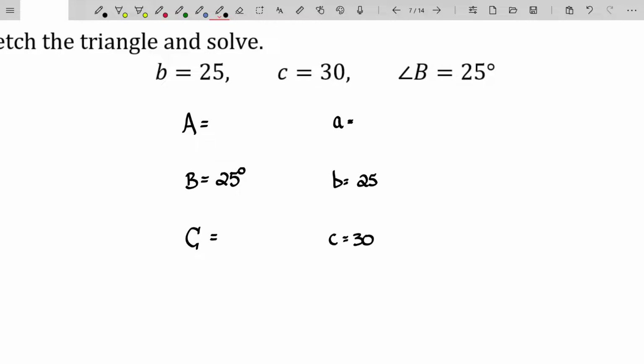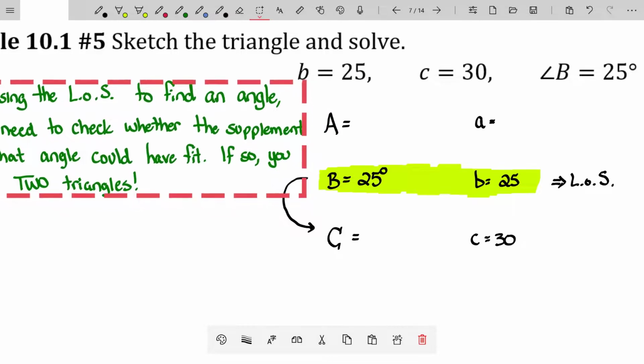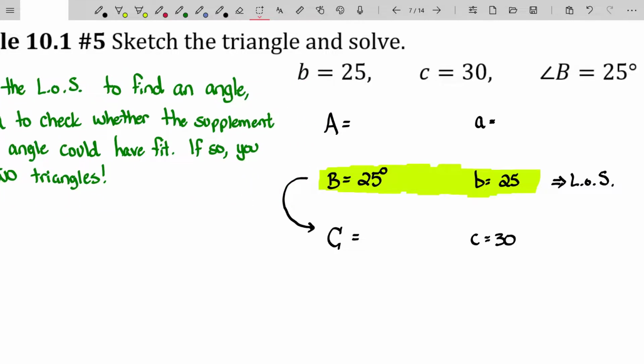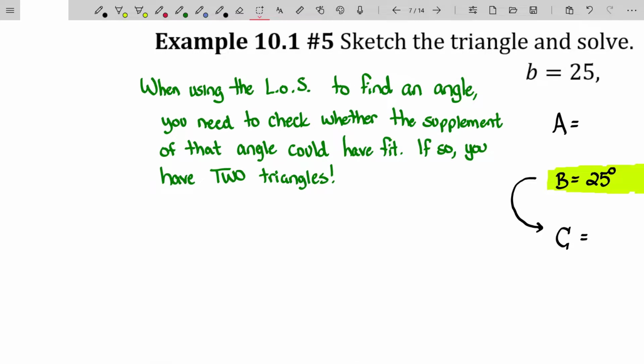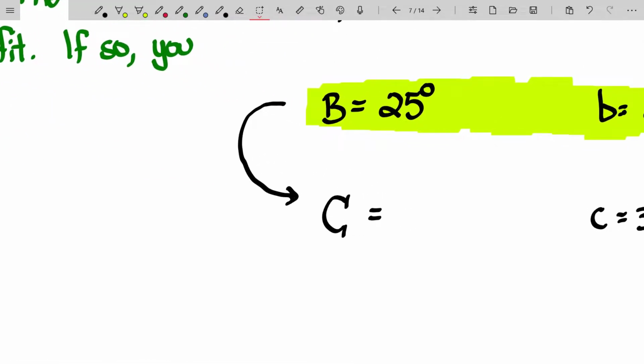Now I can easily see that this is the ambiguous case because 1, I have a full row, which means I'm guaranteed to use the law of sines. But 2, I'm going to use that row to find a missing angle. And remember, when you're finding a missing angle using the law of sines, let me get that all the way over so I don't cover up my handwriting. When you're using the law of sines to find an angle, you could possibly have 2 triangles. You need to take the supplement of the angle you find, and if that would also fit in this triangle, then you have 2 triangles. So let's go ahead and see how this works.